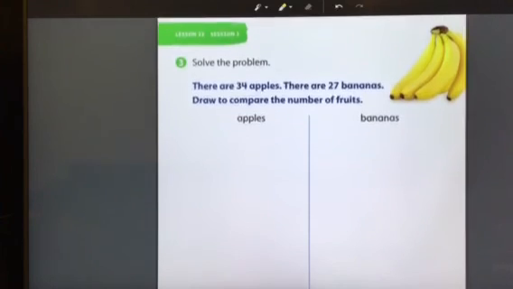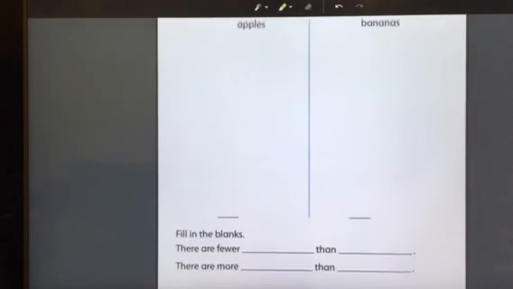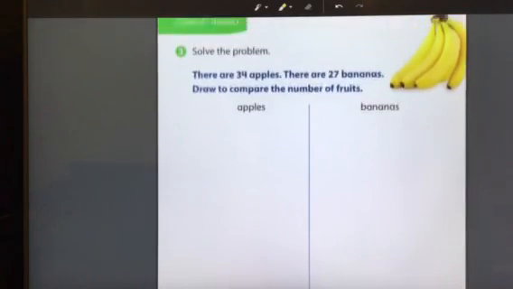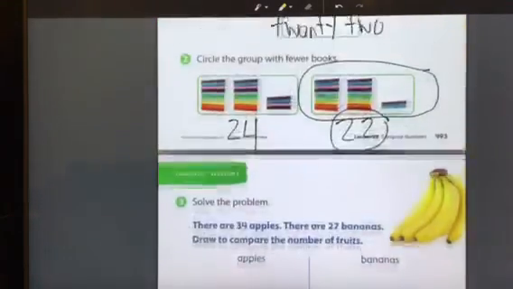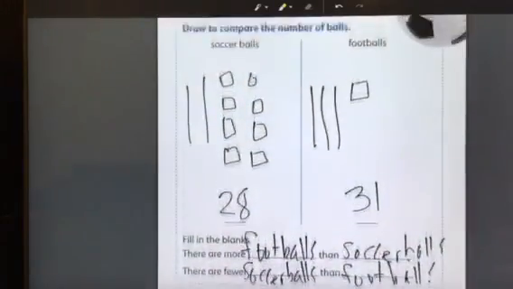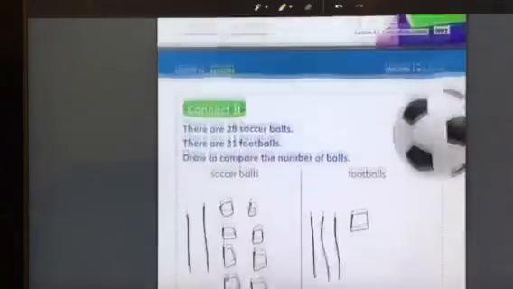Then going down to here, it says to solve the problem. There are 34 apples. There are 27 bananas. Draw to compare the number of fruits. Apples to bananas. Then it wants you to fill in the blanks below. This page you're going to be doing on your own. If you are confused, remember that you can go back up to the other pages that we did. This one is very similar, and this page up here is also very similar.